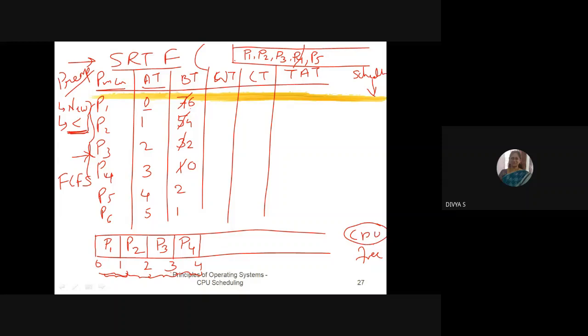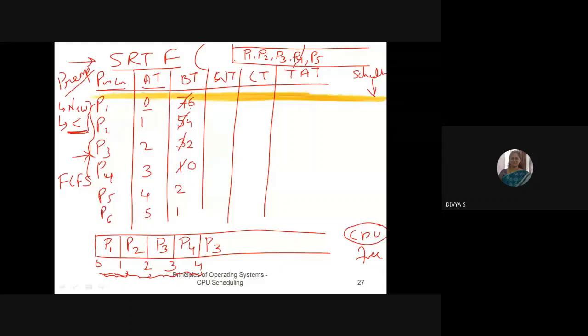Now can someone tell me, if it follows FCFS order, which process should be allocated to the CPU now? P3. Very good, P3 process. Now again P3 got a chance, right? Now what is the P3 process remaining time? 2, isn't it?